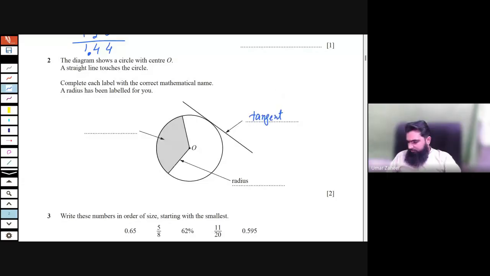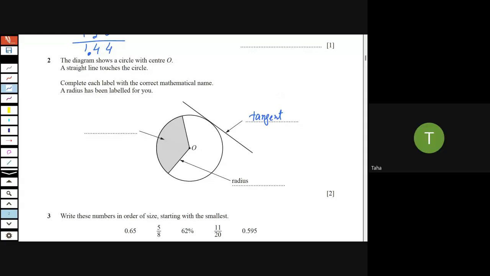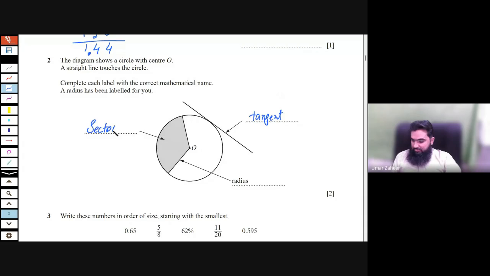And what is this one? It's a sector, because you have two radii. This is the area between them. It's a sector.